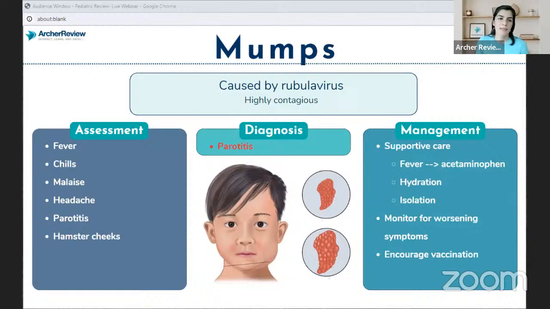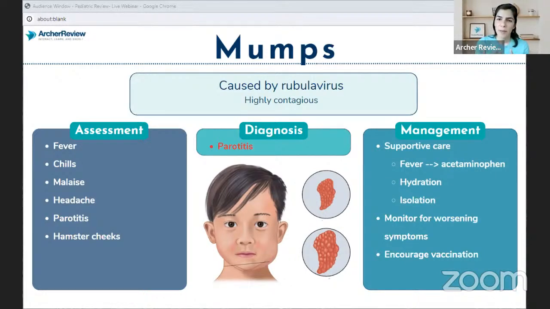With mumps, the typical hamster cheeks, because the key clinical feature for mumps is the swelling of the salivary glands. You can also get testicular swelling. So for management for these patients, hydration is going to be really important because they're not going to want to swallow, right? So they're going to be really tender. They're going to be swollen here. So keeping those patients really well hydrated is going to be important.